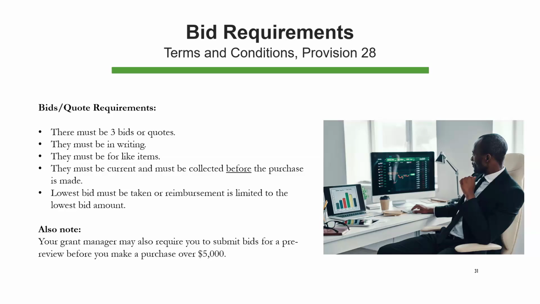The bids and quotes have to be for like items. So if you're buying a pickup truck and you're targeting a Chevy Silverado, then they have to be 3 bids or quotes for Chevy Silverados. So they have to be for like items. Must be current. So don't collect them in October 25 and then submit them for a purchase in October 26, or your grant manager will not accept them. And lowest bid must be taken, or your reimbursement will be limited to the lowest bid amount.